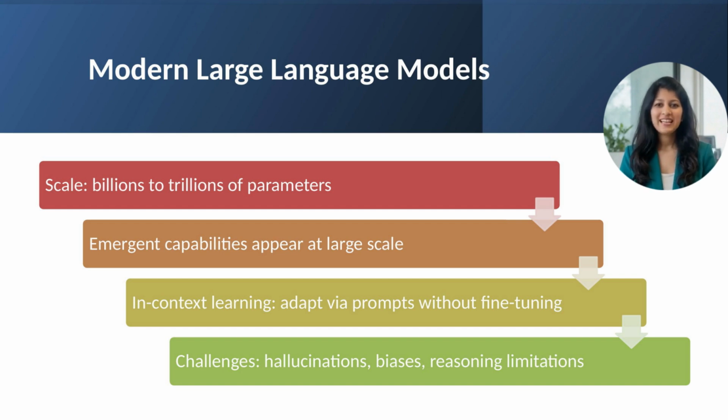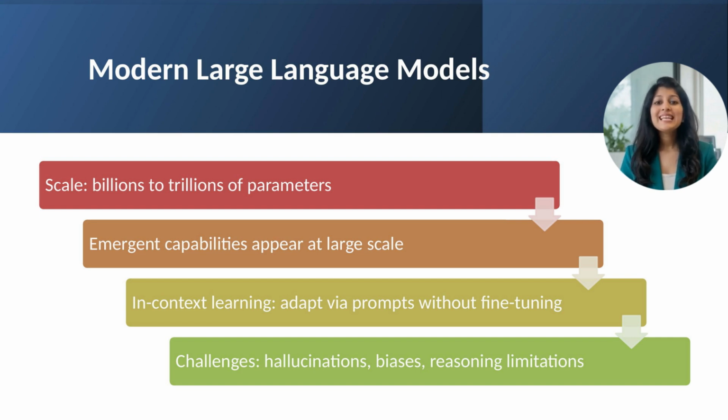Large language models, LLMs like GPT-3, GPT-4, PaLM, and LLaMA, represent the current frontier of NLP. Their scale brings qualitative changes in capabilities. Scale matters. GPT-2 had 1.5 billion parameters. GPT-3 has 175 billion. GPT-4 size isn't public but is larger. PaLM has 540 billion parameters. As models scale, new capabilities emerge that weren't present in smaller versions. Few-shot learning, complex reasoning, code generation, mathematical problem solving, these emerge gradually as scale increases.